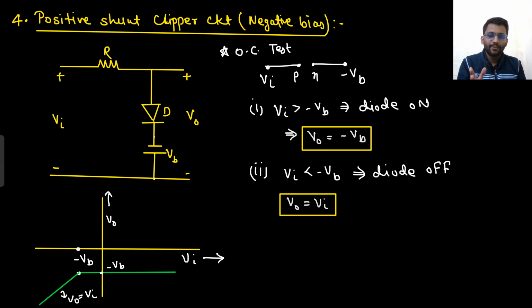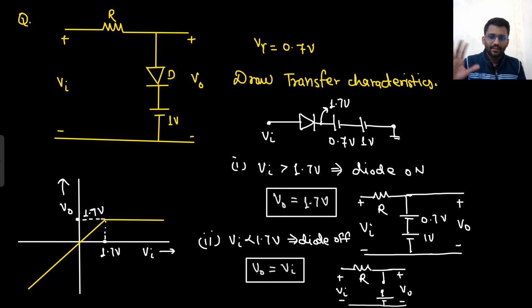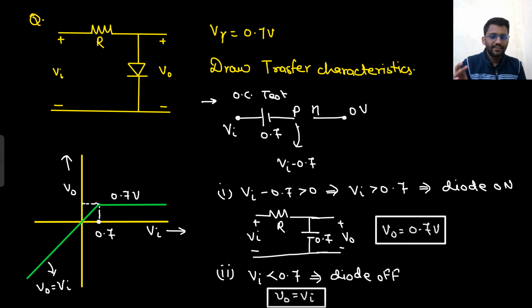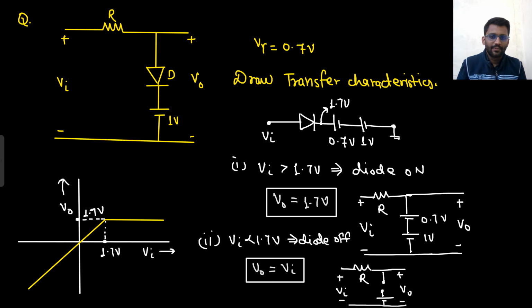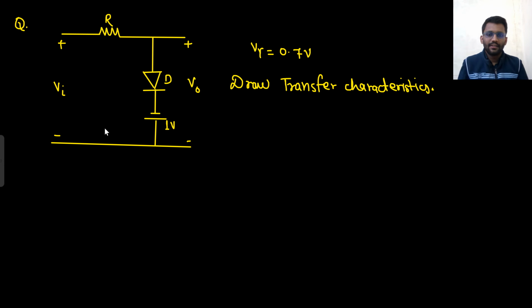Why am I moving so fast? Because we have seen so many circuits. I hope you are comfortable with those circuits now. You can revise them once on your own, but I guess you are comfortable, that's why we are moving a bit fast. Now you have to draw the transfer characteristics with V gamma given. That means the cut-in voltage is given.